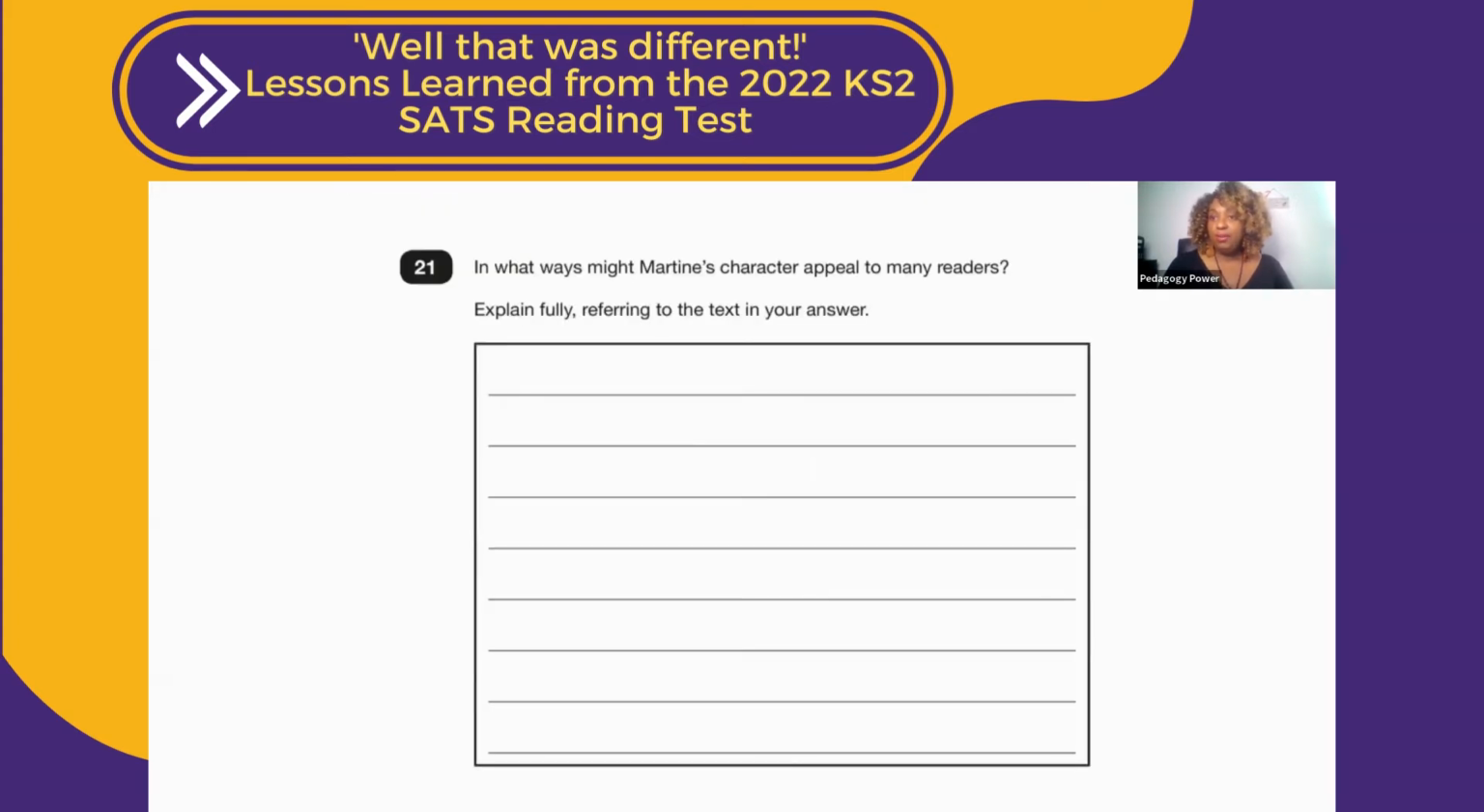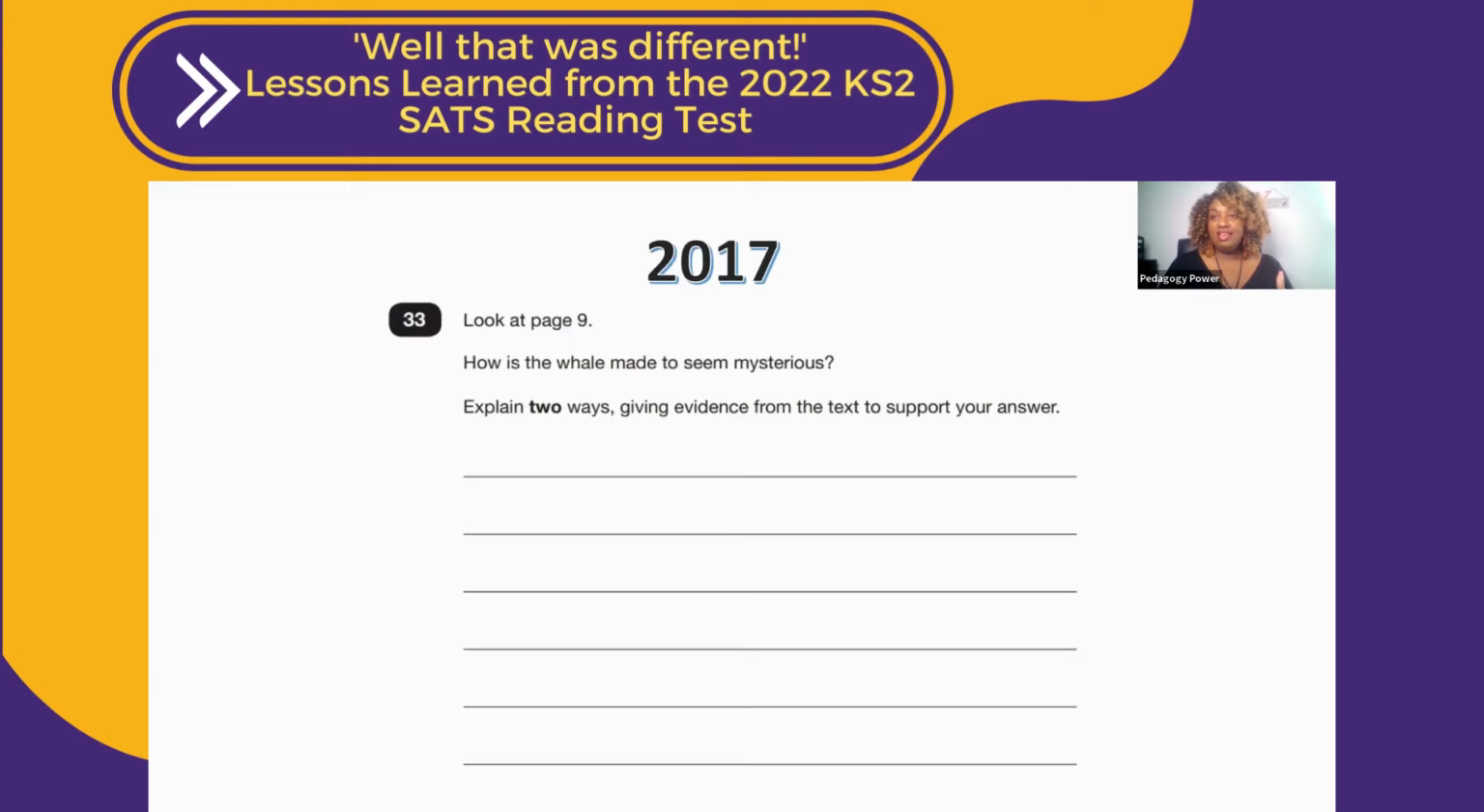We also have another box style question in the 2016 paper, once again explaining fully, referring to the text to support their answer. And in this case, this question deals with the reader's perspective. In 2017, the box went away. Not that that makes much of a difference. It's still several lines. And here the children are explaining 2 ways, using evidence from the text to justify their answer.